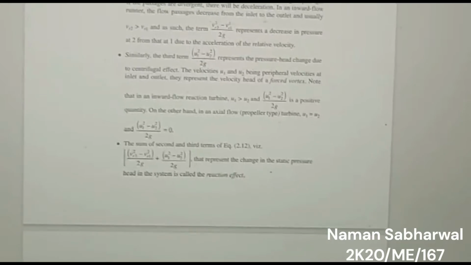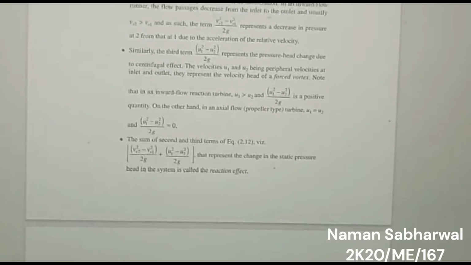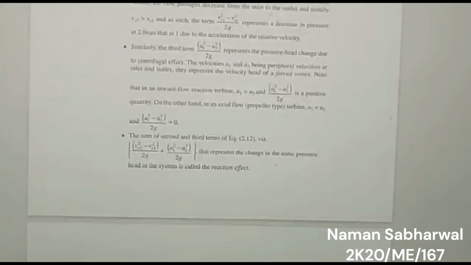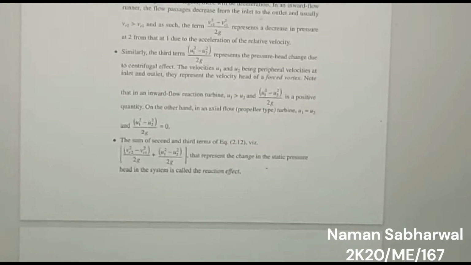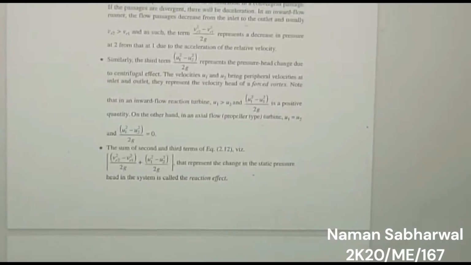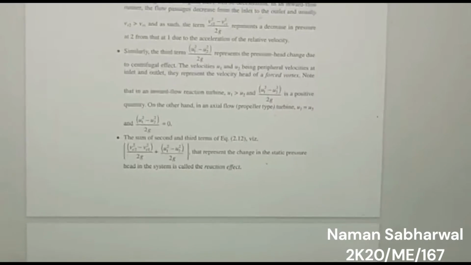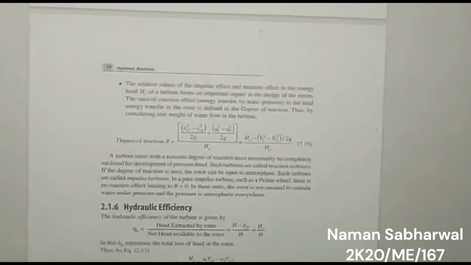The sum of the second and third terms of equation 2.12 will be summed, and then it will be given as follows: (VR2 square minus V1 square) divided by 2g plus (U1 square minus U2 square) divided by 2g, which represents the change in static pressure head in the system, is called the reaction effect. So now we know what reaction effect is.